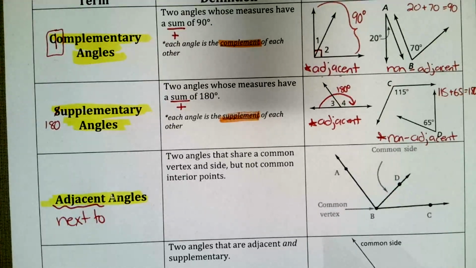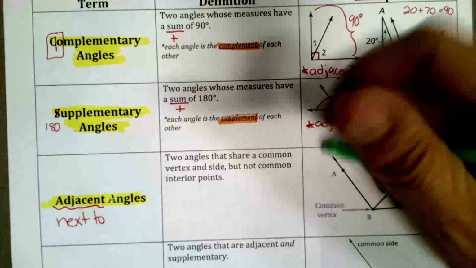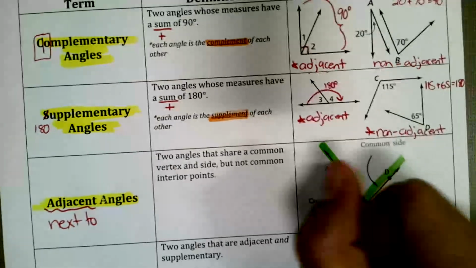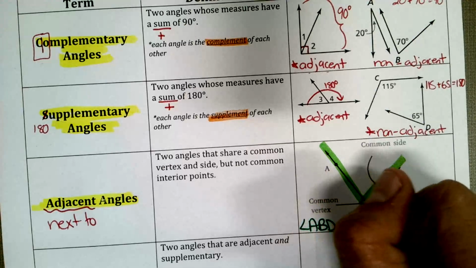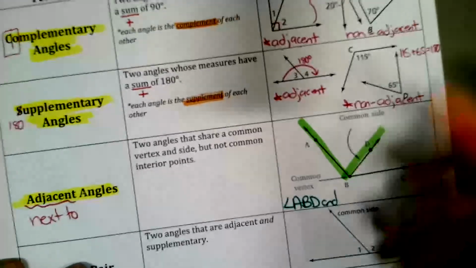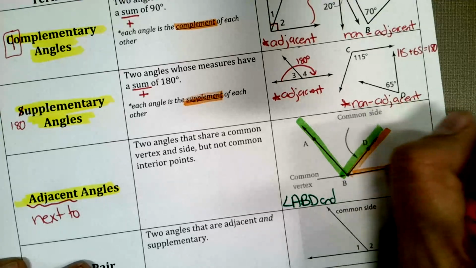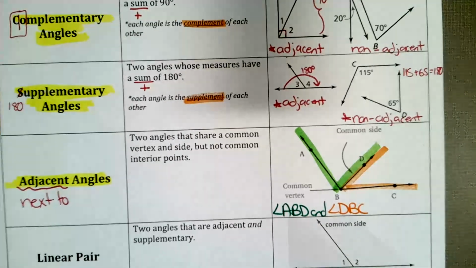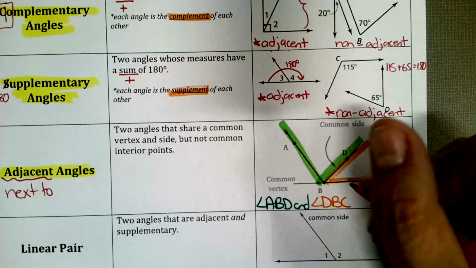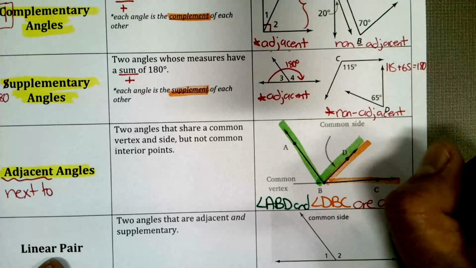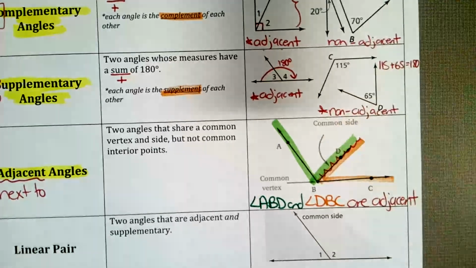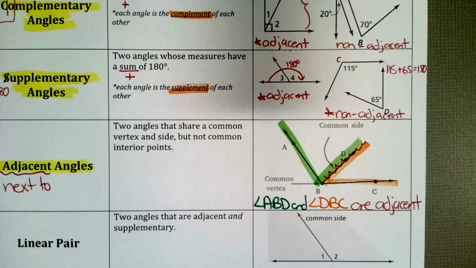So if we look here, we have angle ABD. And then its adjacent angle right next to it is angle DBC. So angle ABD and angle DBC are adjacent. So they share the common side, which is right there, but they're two different angles that have no common interior points.